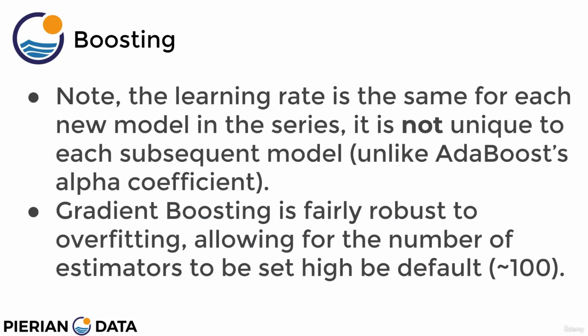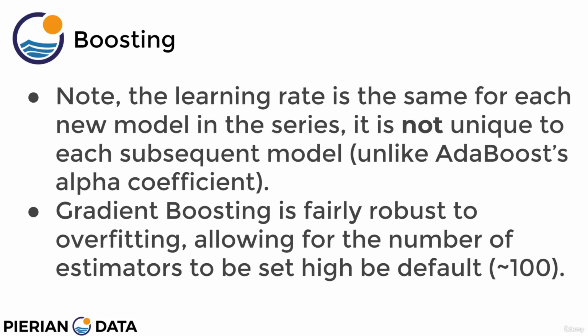Okay. Now, again, I mentioned this already, but I want to be clear here. The learning rate is the same for each new model in the series. It is not unique to each subsequent model, unlike AdaBoost's alpha coefficient that we saw earlier. And gradient boosting should be noted that it's also fairly robust to overfitting, just as we saw with Random Forest and AdaBoost, which really allows for the number of estimators to be set quite high. And by default, we set them to 100.